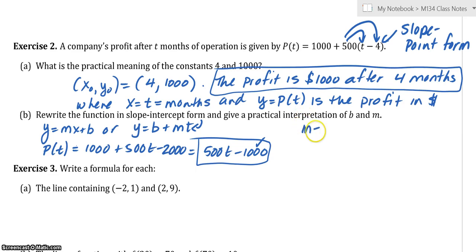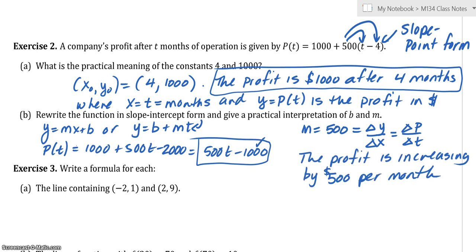So the m we know is 500, which usually is the change of y over the change of x, the rate of change, and the y again is the profit. So that would be like the change of P, in our case, over the change of t, the profit per month. So it looks like the profit is increasing by $500 per month. That's what the m means.